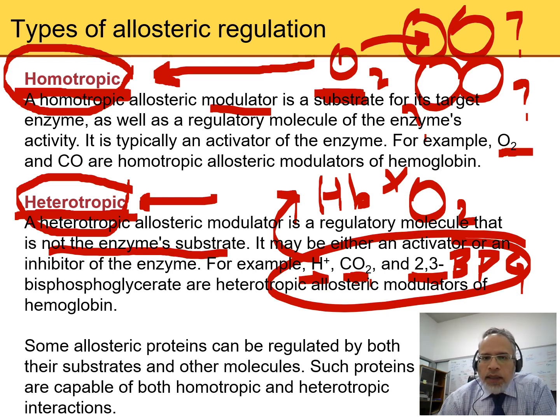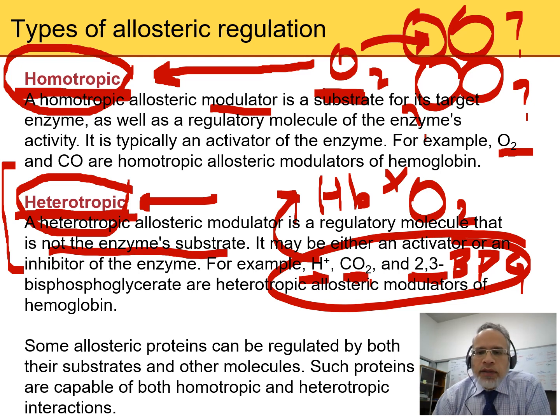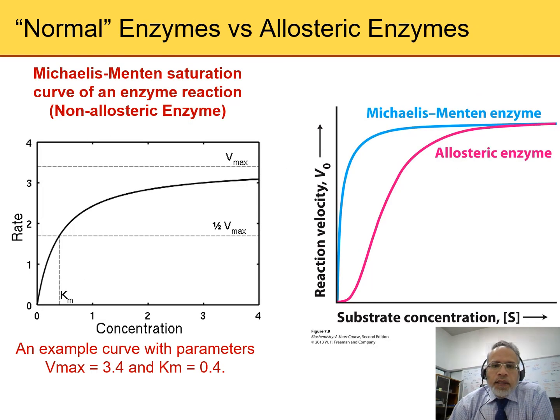Okay, so please make sure you understand the difference between the two. Most of the time we talk about heterotropic because that is the vast majority of allosteric regulators, but in some cases homotropic regulators are also important, like oxygen binding to hemoglobin.